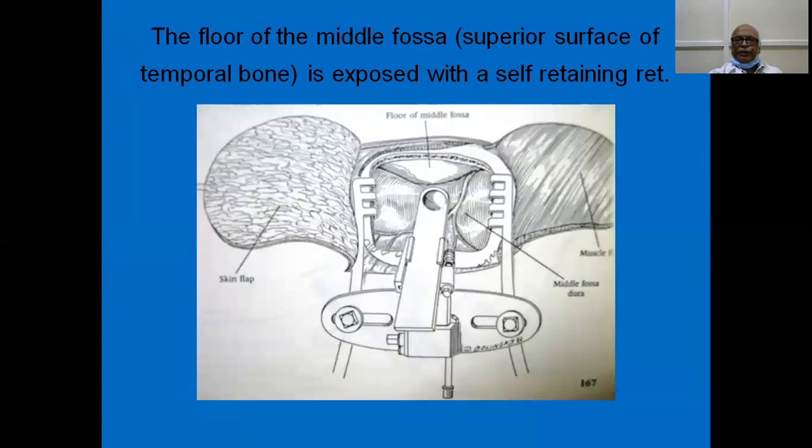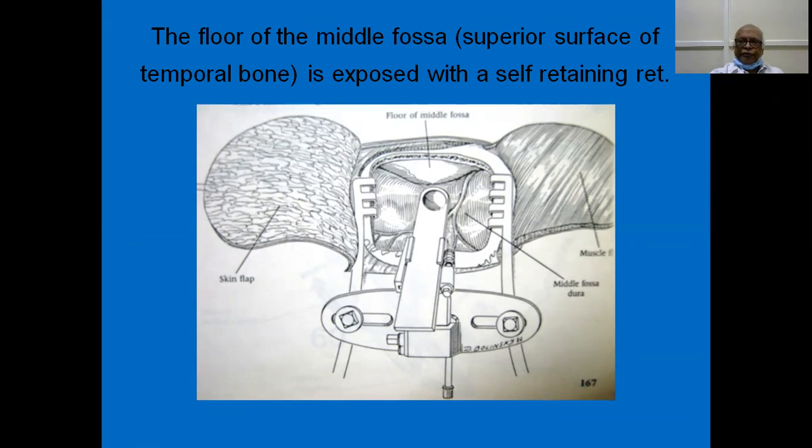Once you identify the middle fossa dura, you elevate the dura by means of the special brain retractor. This is the floor of the middle fossa, and this is the special retractor designed by the House group, the House-Urban retractor. William House is supposed to be the father of neurotology, from the House Ear Institute in California.